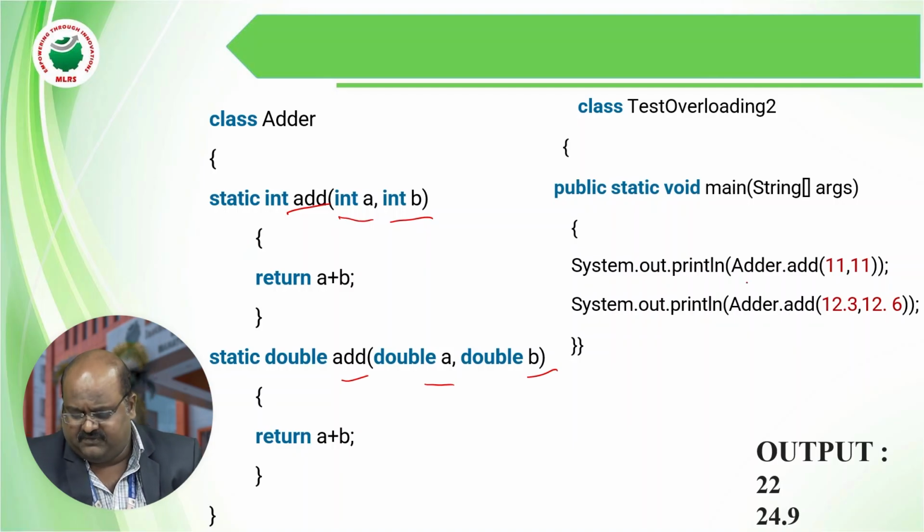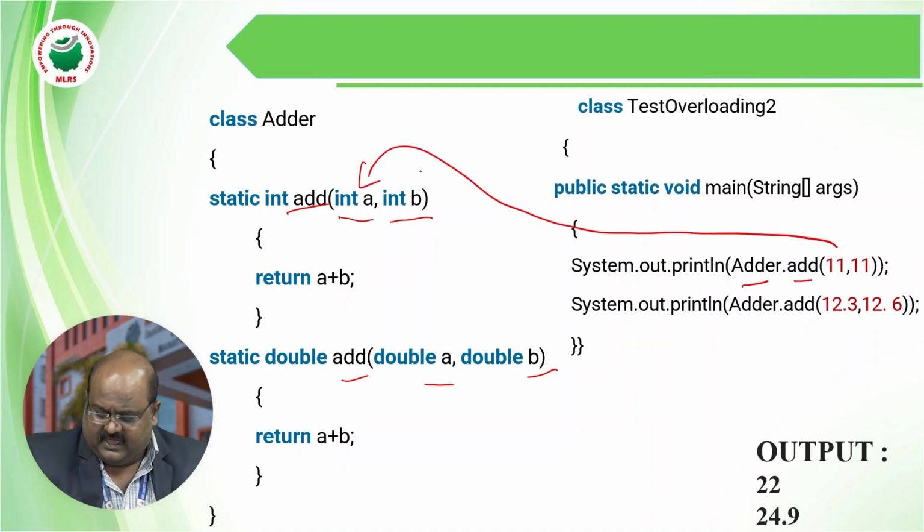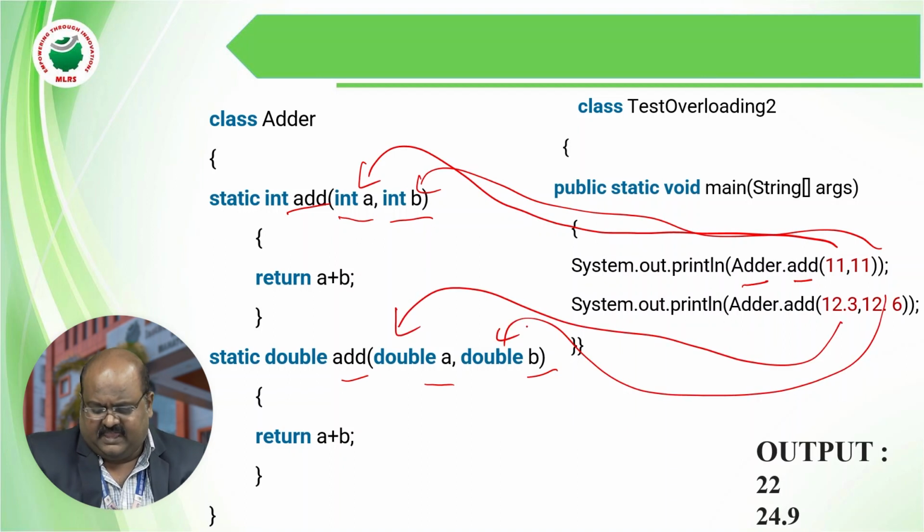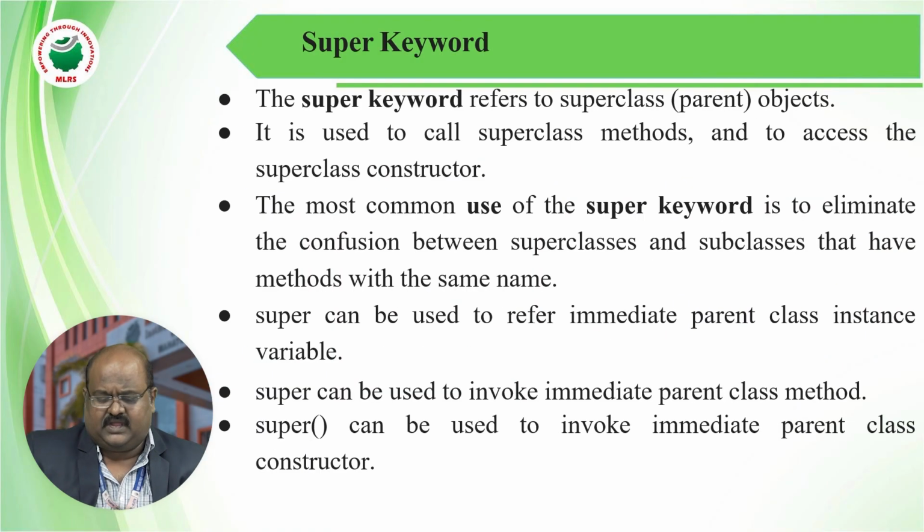So using Adder.add, the 11 value is passed to A and the other 11 is passed to B. Same case with this: I am passing A value as 12.3 and B value as 12.6. Whenever this method is called, the 11, 11 values are passed to this method, and when I am passing 12.3 and 12.6, this method is called. Based on the data type and the return type, the values are executed and you will get the output 22, 24.9.